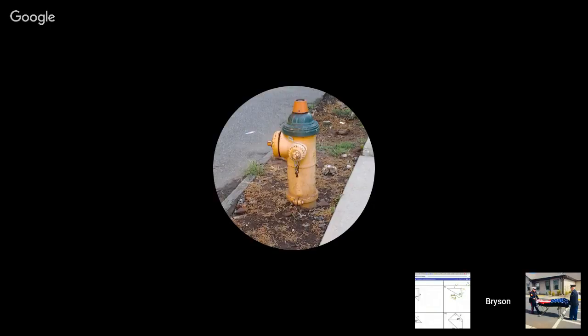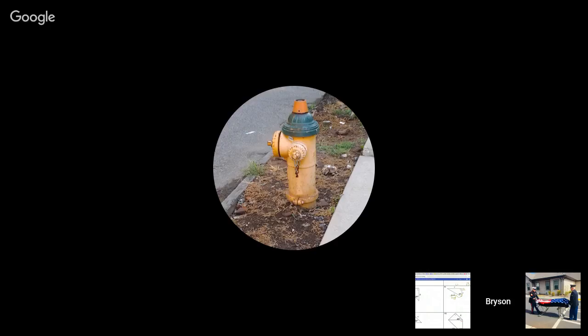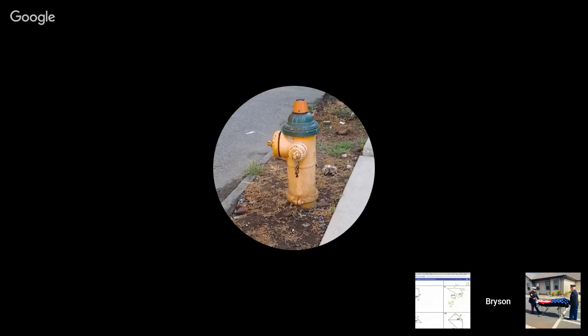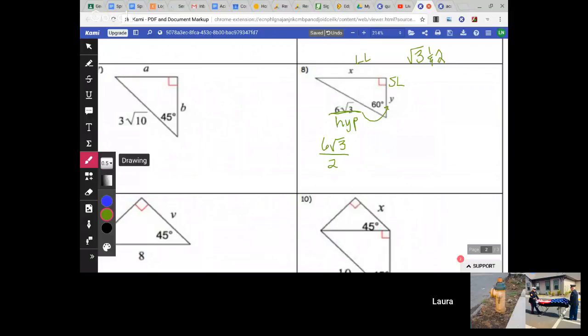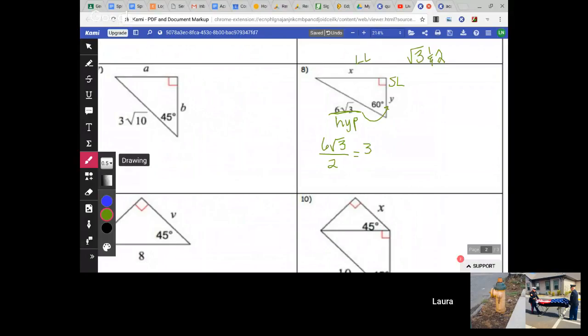Okay. So if you're going from the hypotenuse to the short leg, should you multiply or divide by 2? Divide. Yeah, because you're getting smaller. So what would that be if you simplify it? It would be 3 root 3. You got it. That is your Y, your short leg.